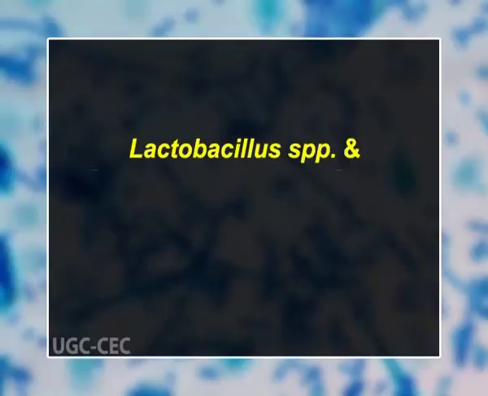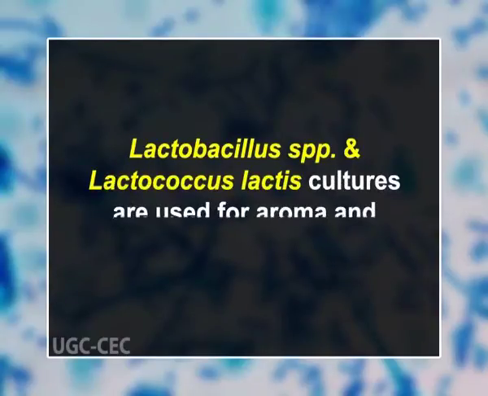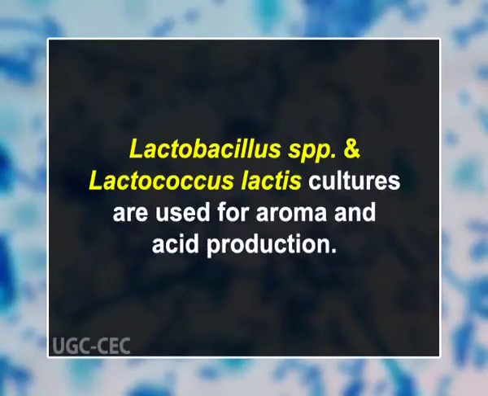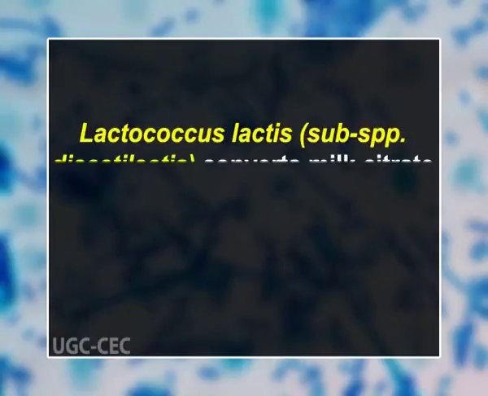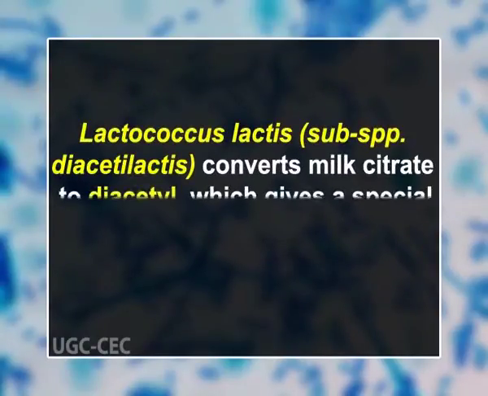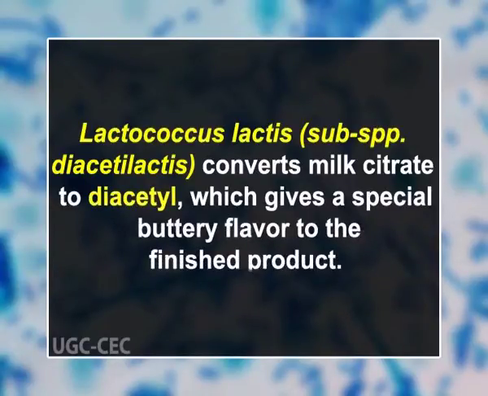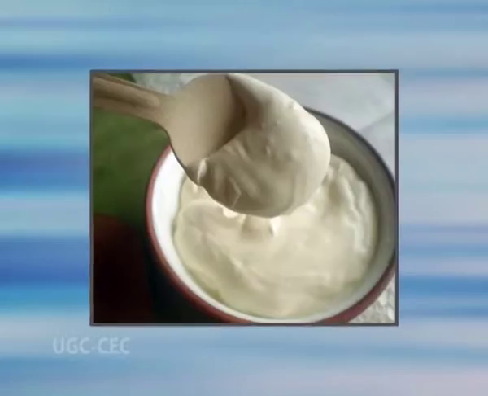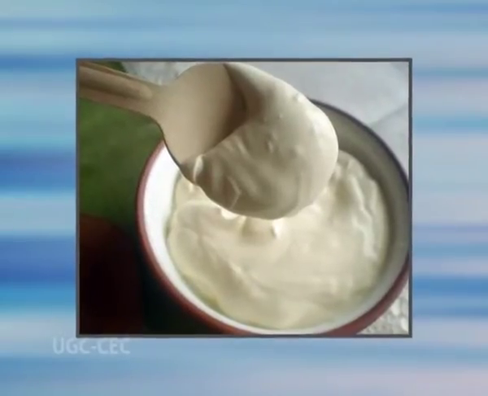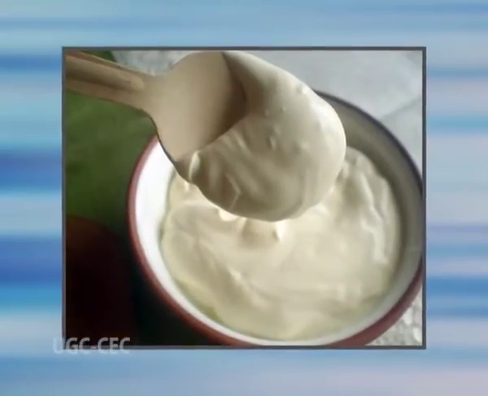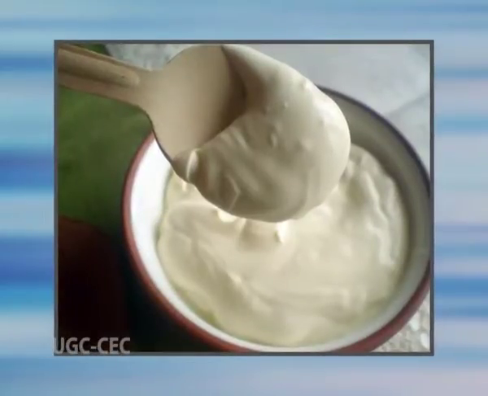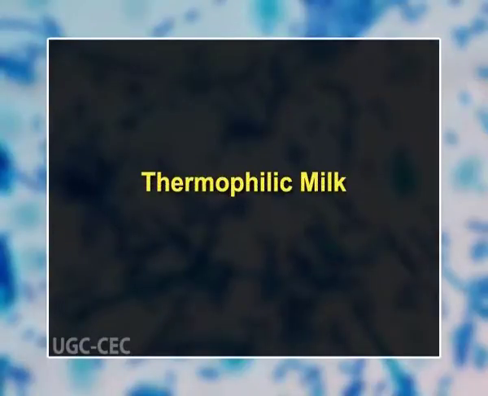Lactobacillus species and Lactococcus lactis cultures are used for aroma and acid production. The organism Lactococcus lactis converts milk citrate to diacetyl, which gives a special buttery flavor to the finished product. The use of these microorganisms with skim milk produces cultured buttermilk, and when cream is used, sour cream is the result. Now coming to thermophilic milk fermentation.